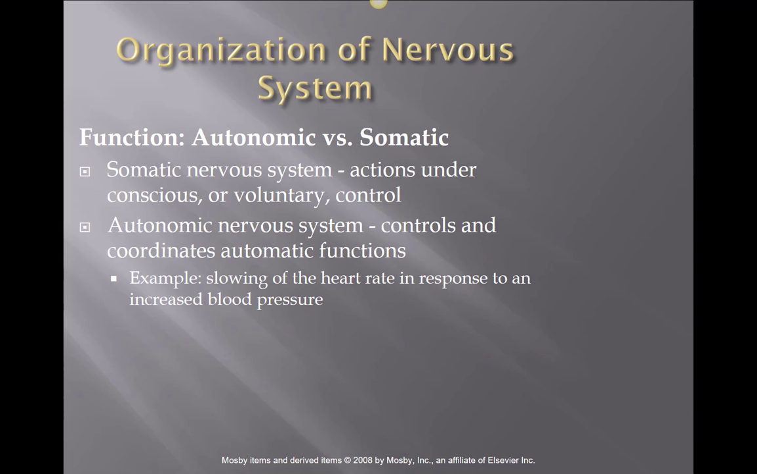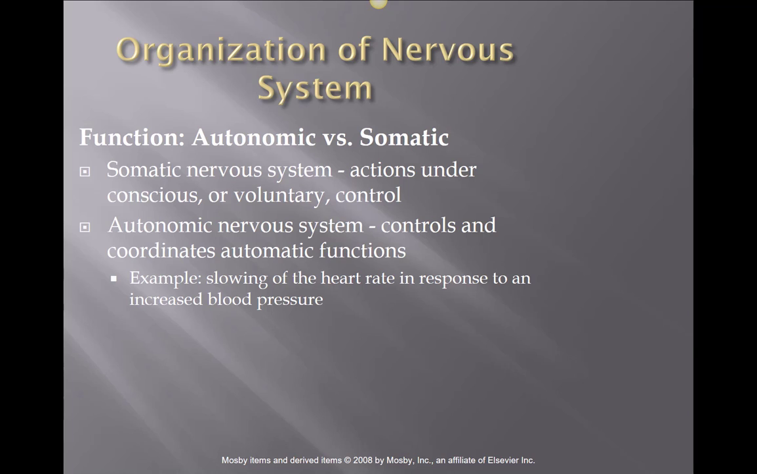When we get down to function, there's autonomic and somatic. This has nothing to do with anatomy whatsoever, or afferent or efferent. The difference here is the somatic nervous system is conscious and voluntary. It means that you can think about it and your body can do it. Whereas the autonomic nervous system ends up being automatic. You don't have to think about it.